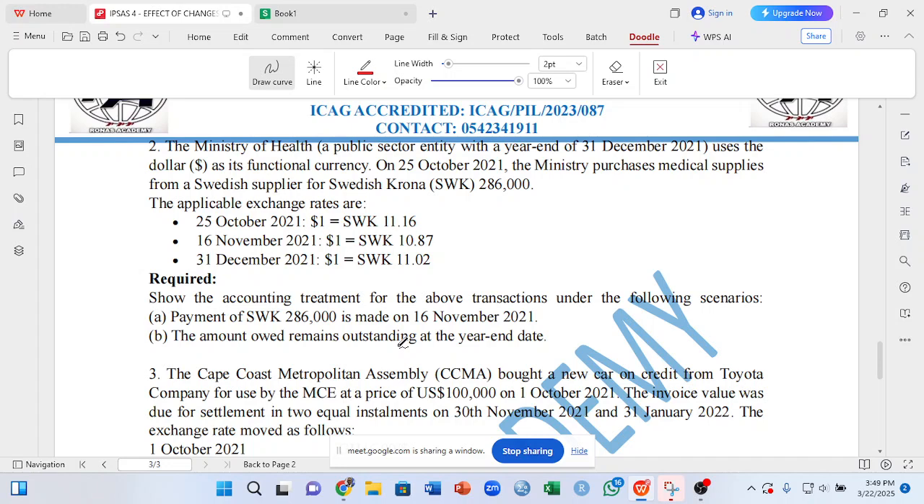Scroll up so that I see the B question again. B. The amount owed remains outstanding at the year end date. Thank you.